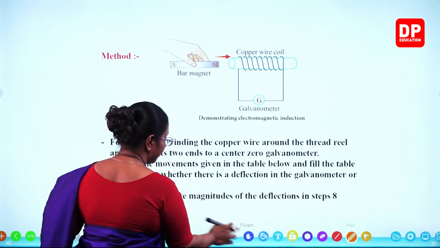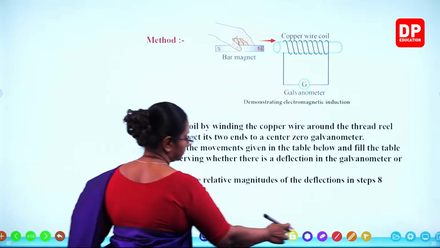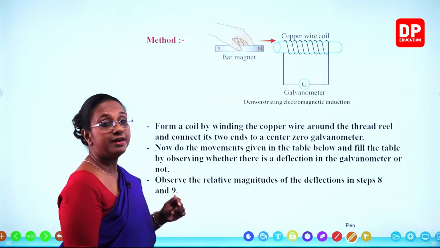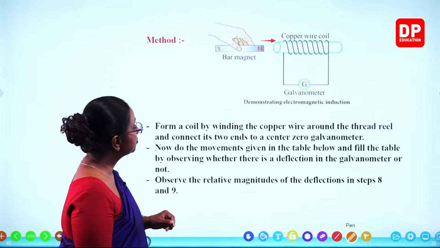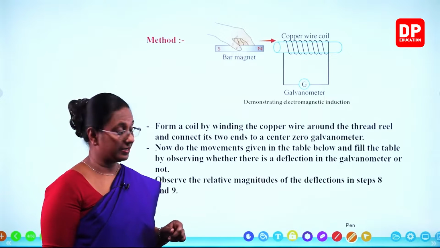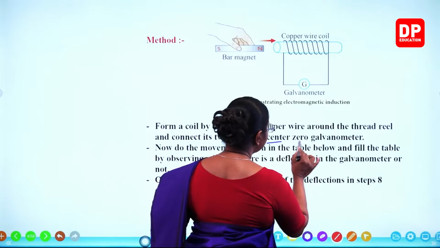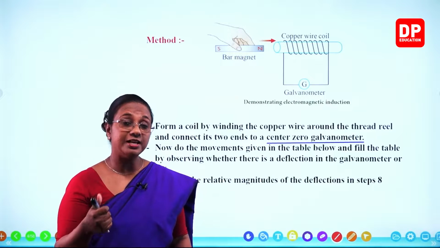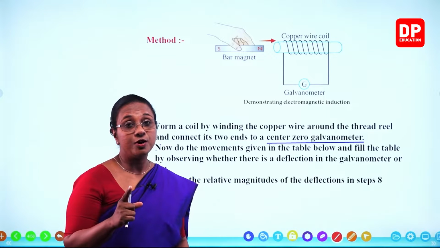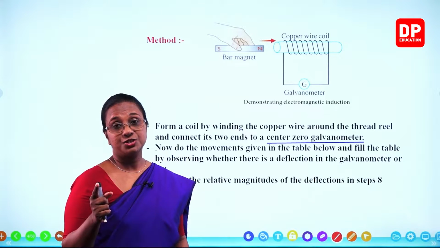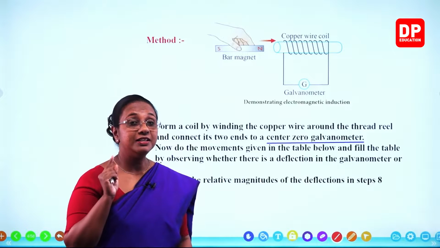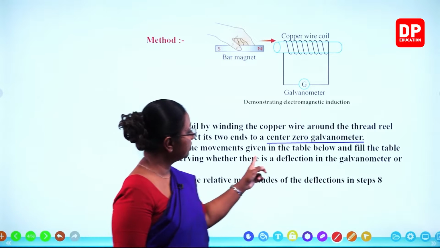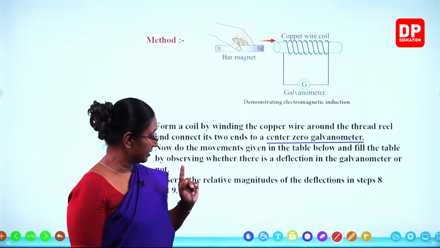If we look at the steps: form a coil by winding the copper wire around the thread reel and connect its two ends to a center zero galvanometer. The purpose of using a center zero galvanometer is to observe the deflection, to identify that there is current flowing, and also from the direction of the deflection, you can identify the direction of the current flow.